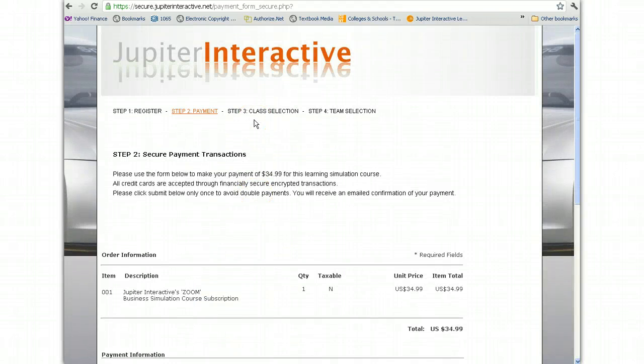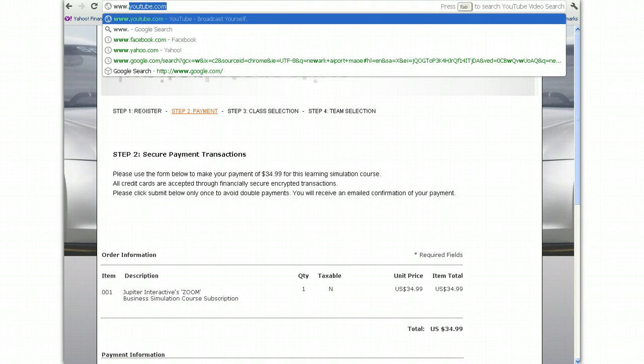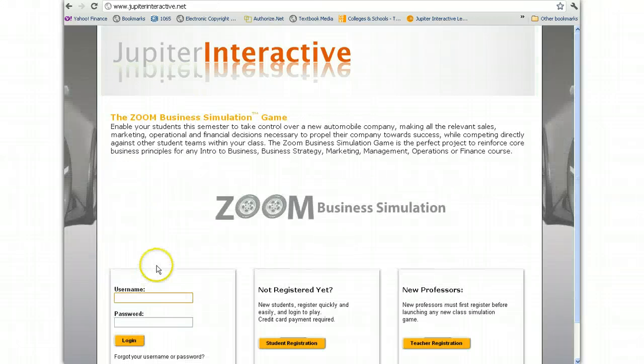And once you log in, it will ask for a class code. I'm not sure what the class code is off the top of my head. If you look on the syllabus, not the syllabus, probably assignments, you'll find the class code. And then you'll be ready to play. So let me log in with the account I've already created for our class.